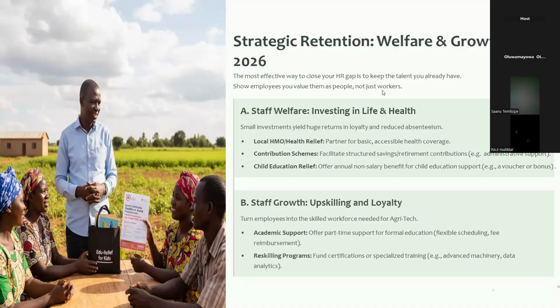They came to that school at that time and told the proprietress that she could also advertise to some of her parents that cannot afford a bigger HMO or don't have access to it. So these are some of the things that we can also do as agribusiness. We can look for a local HMO or health relief partner for basic accessible health coverage.